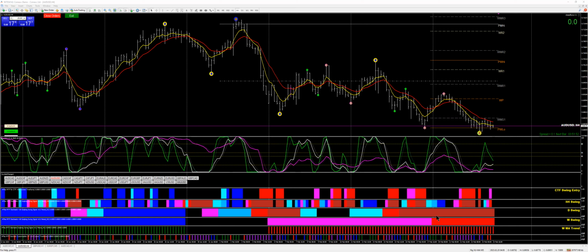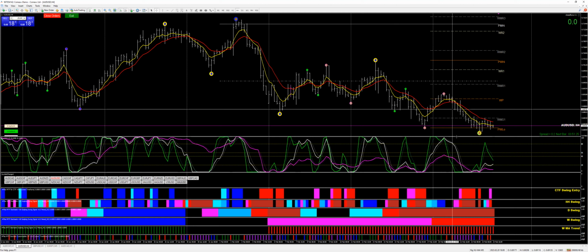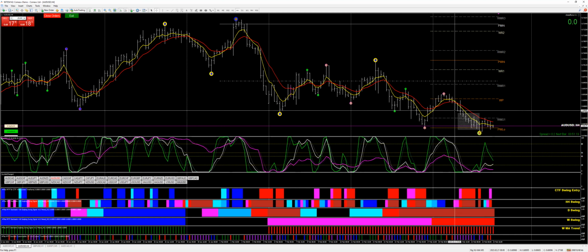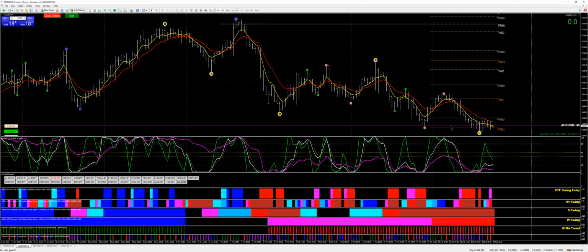Because the weekly and daily are lined up, we have to wait for the 4-hour to turn over, which is over here. And that's our trade. So you get a 2-ball, and now you're just waiting for the 4-hour to turn over. If you're going to trade the Aussie dollar, you can drop it down to the 1 hour or 15-minute, and it'll give you an early indication of when the 4-hour is turning. So you don't have to wait till the end of the 4-hour.